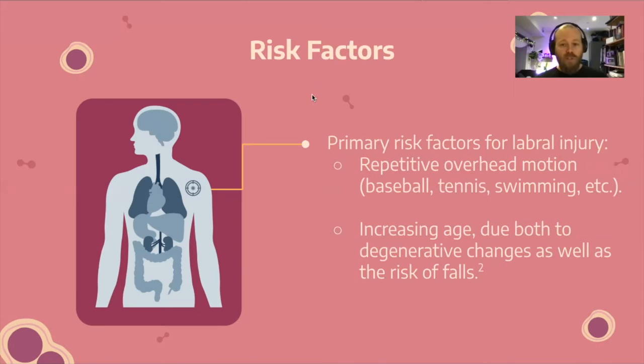As far as risk factors, you've got two primary risk factors for labral injury, and they're both pretty straightforward. Repetitive overhead motion, so again, you're sporting, you're serving, you're swimming, you're throwing a baseball, you're rock climbing. And then the other one is increasing age, which is primarily due to degenerative changes and risk of falls. Those are your two primary risk factors, and those account for the vast majority of labral tears.